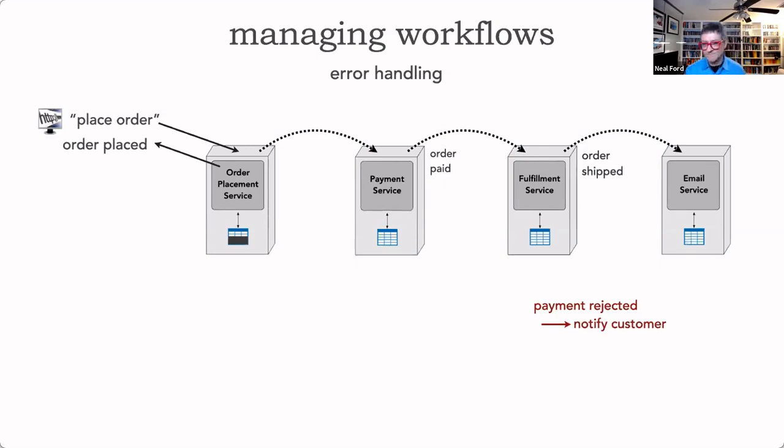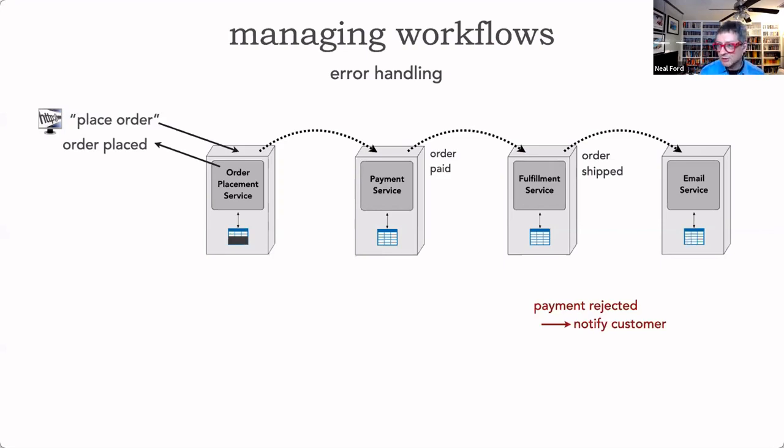But notice what happens when we start talking about error handling. When I talk about order placement notifying the payment service, it may not even be that. It may just post a message to a message queue and say, hey, I just had an order placed. Anybody interested in that? And payment picks it up and somebody else picks it up. But let's look at the error conditions.